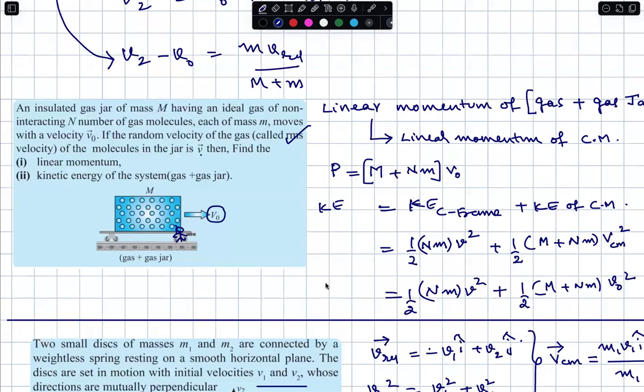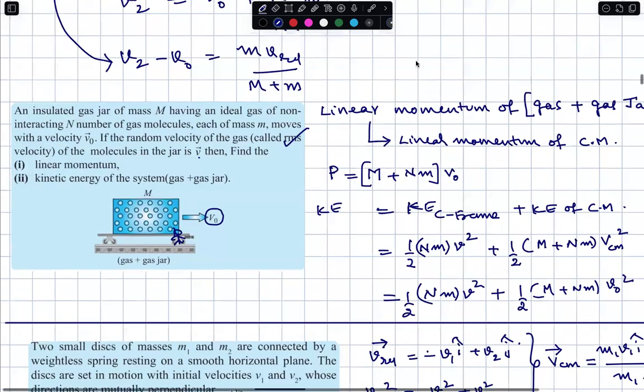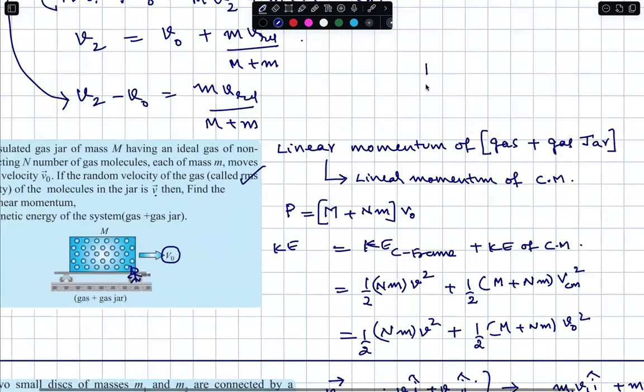Honestly, you may have a doubt. Sir, you are cheating, this is wrong. No, that is not wrong. I will explain. Actually, Vijayalakshmi, you got the correct point. I should have written it like this: half Nm into capital M by capital M plus N small m times V relative square. This is what I should write.